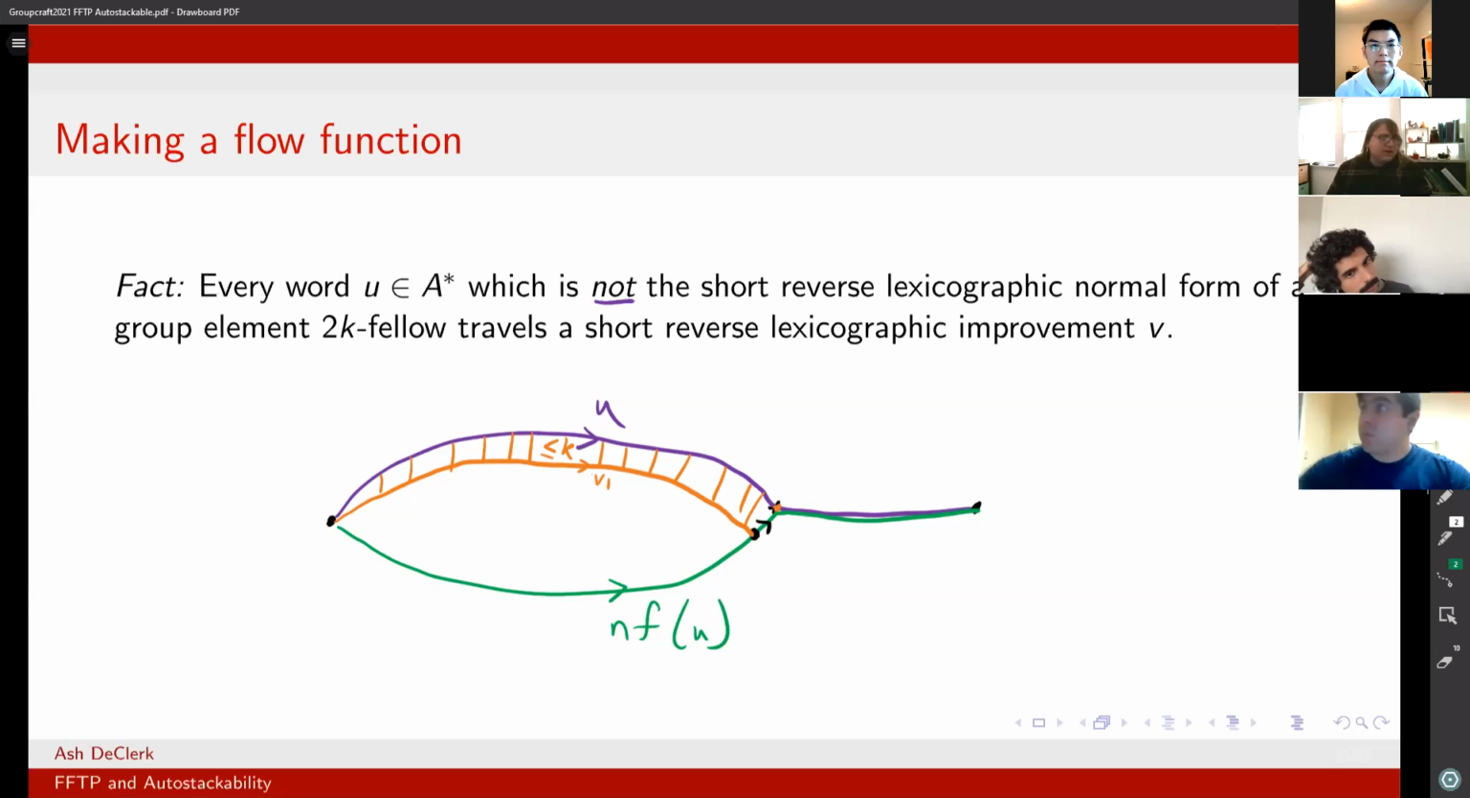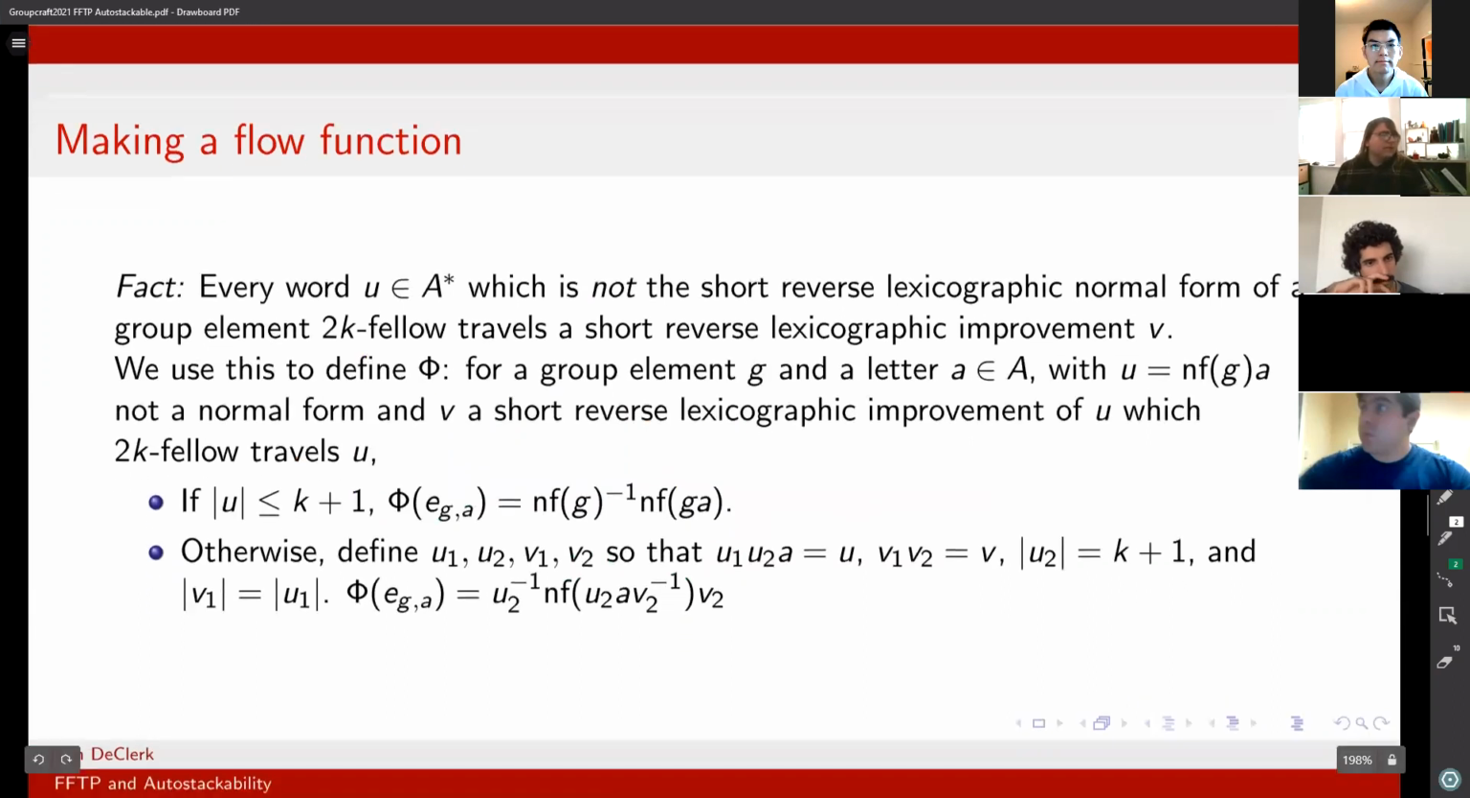Maybe the length of v1 is exactly the length between these two blue points. But it might be that length plus 1. So in that case, we might need to apply our FFTP assumption a second time. Anyway, so v is going to be our short reverse lex improvement. All right. Anyway, we're going to use that fact to define our flow function.